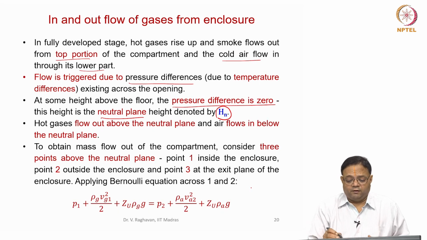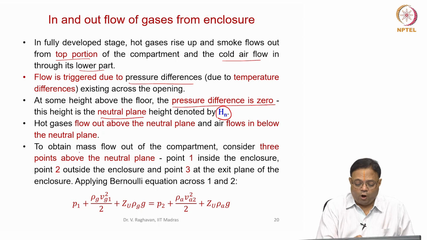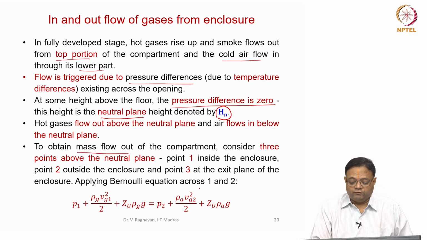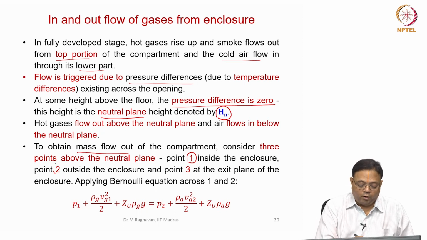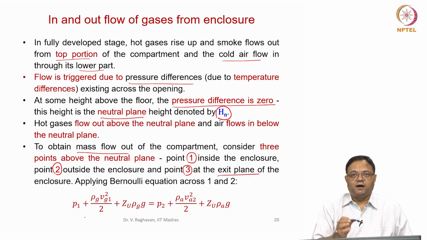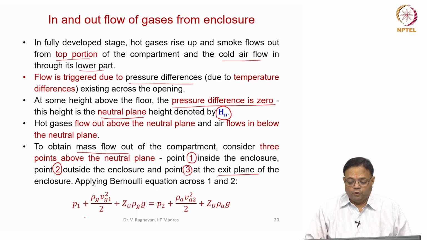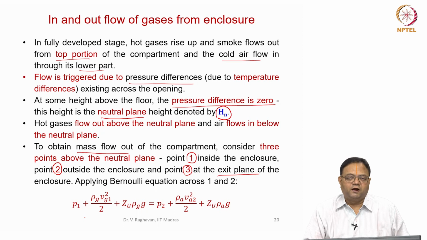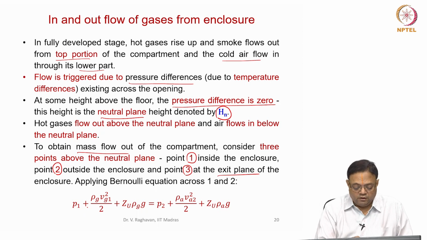Now let us obtain the mass flow rate out of the compartment, considering the 3 points as I mentioned earlier. Point 1 well within the enclosure, point 2 outside the enclosure in the ambient region, and point 3 the exit plane of the enclosure where the flow goes out. So we will apply the Bernoulli equation. This is a simplified analysis.